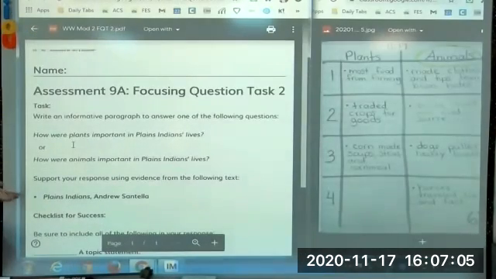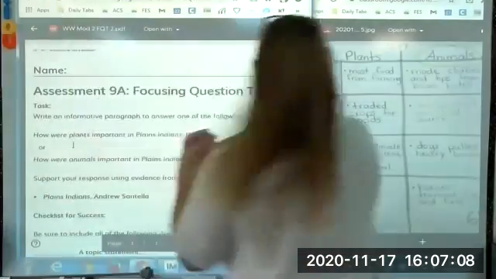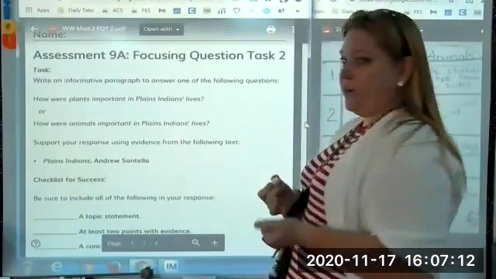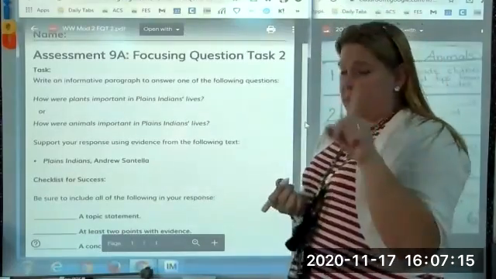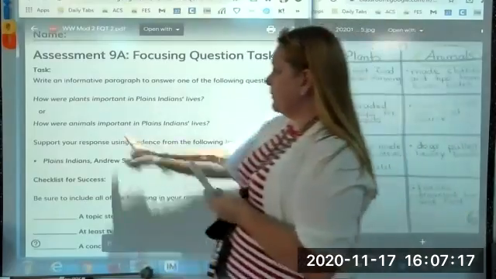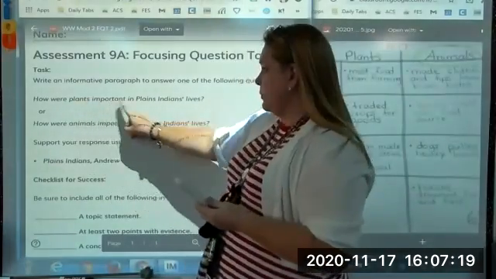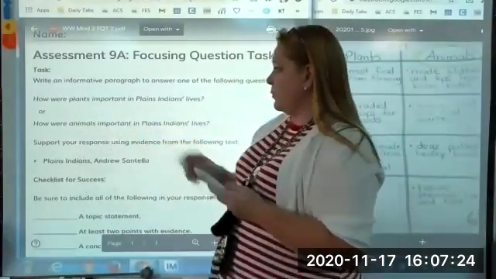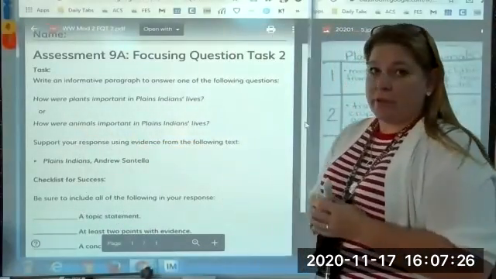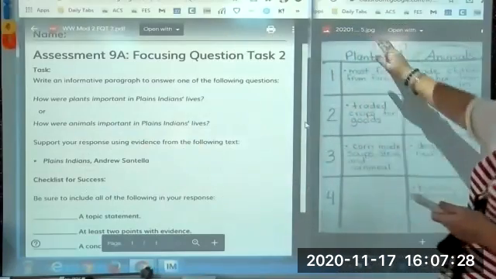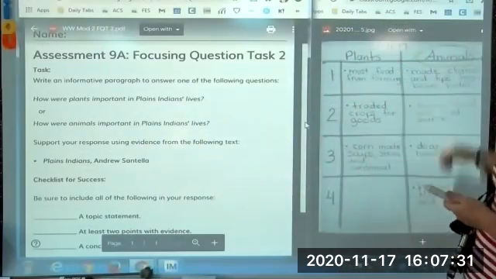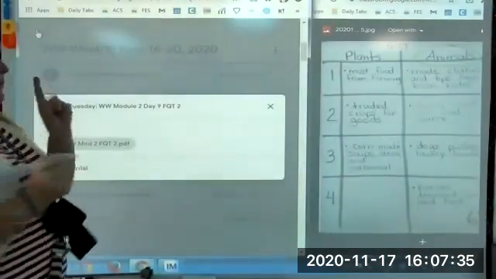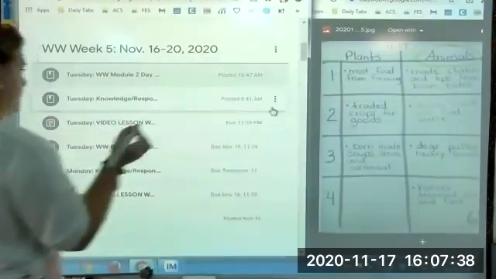So here is our focusing question task that said, write an informative paragraph to answer one of the following questions. How were plants important in Plains Indian lives? How were animals important in Plains Indian lives? Remember, you're only answering one. That's why you're picking. Are you writing about plants or are you writing about animals? That's actually not the page I was looking for, but I'm glad I showed you the question anyway.